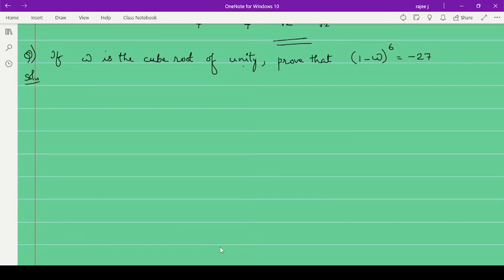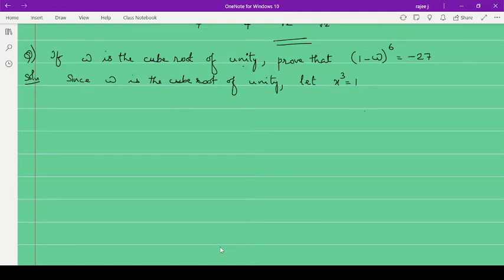Omega is the cube root of unity. So what you have to write here, since omega is the cube root of unity, we can write omega cube is equal to 1, but here we need to prove something else. So we will take, let x cube is equal to 1. Instead of omega, I am just using x cube equal to 1, because omega is a cube root of unity.